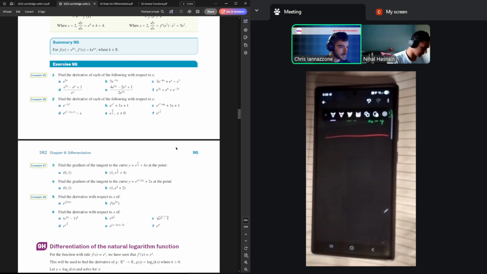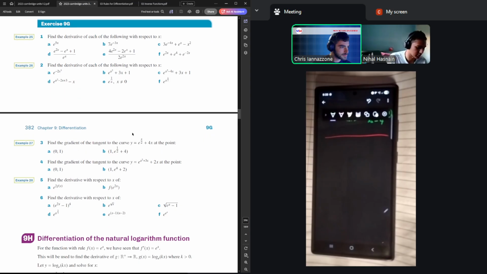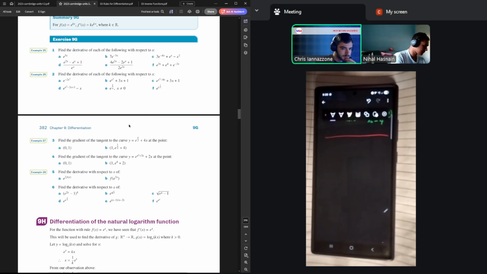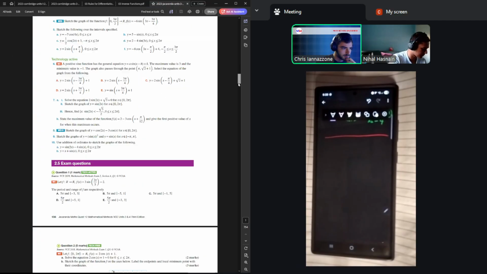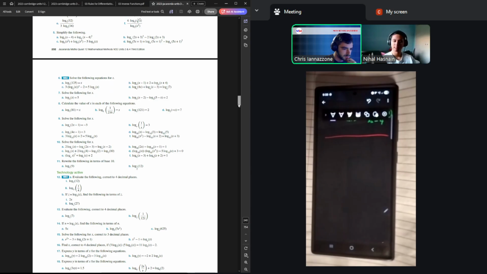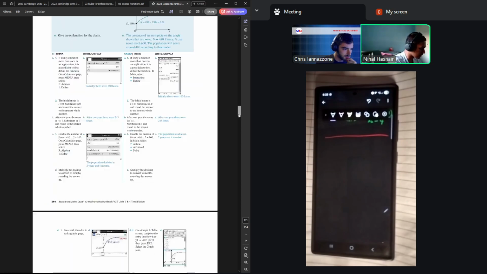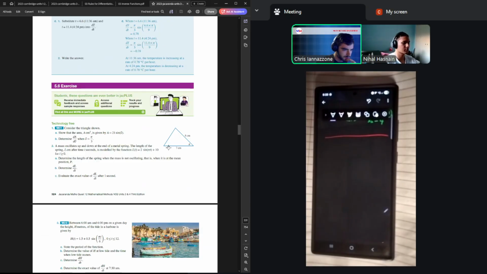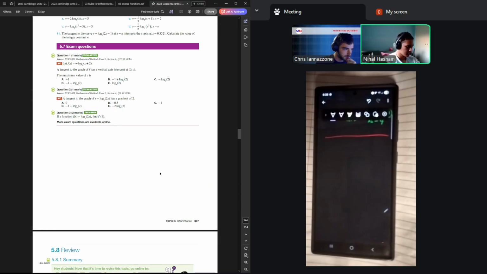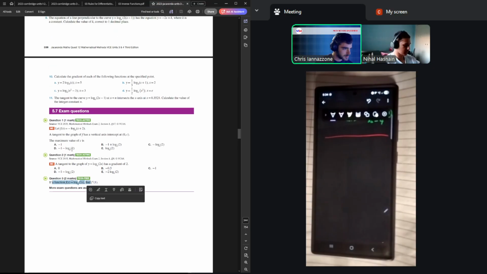Yeah. Okay. Tangent to the curve y equals... Oh, it's not on the... Is it from the textbook? It's from the textbook. Which one is it? The Jacaranda. Oh, Jacaranda. Yeah, okay, I've got one. Jacaranda 3.4. And whereabouts in that? Chapter 5.7. Is there a page number? Last question, page 337. Thank you. Question 11.